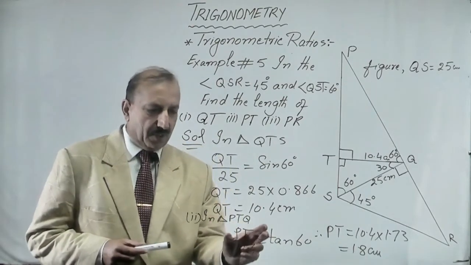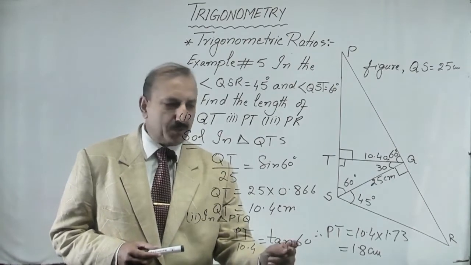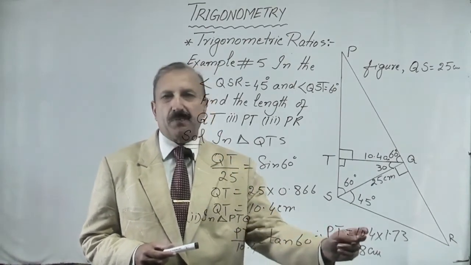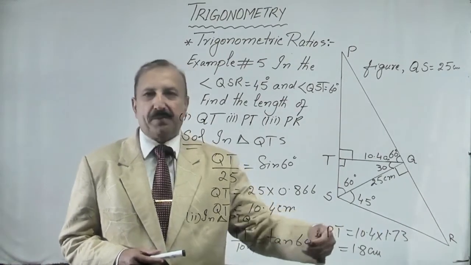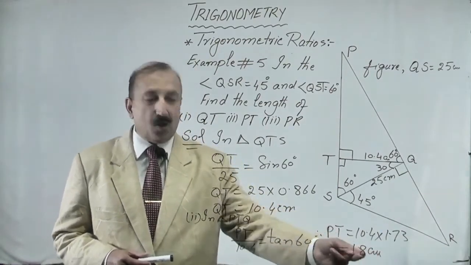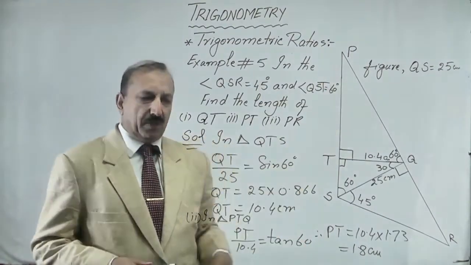So my dear, after this calculation simplification, I cross multiply this number to here, and I got PT is equal to 10.4 into 1.73. I multiplied with the help of a calculator, and I got 18 centimeter as the length of PT.